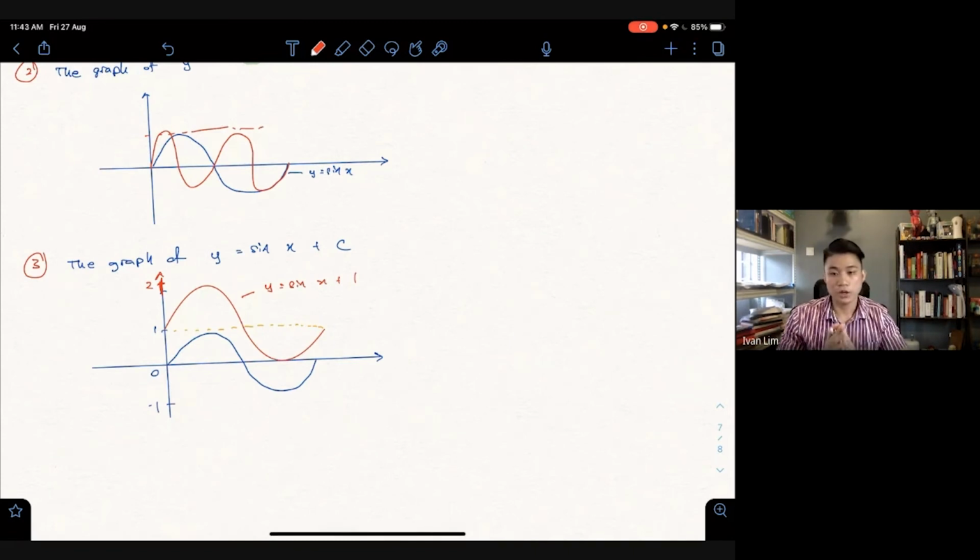The logic of this, you can apply it for your sine, cos, and tangent also. Sorry, tangent actually, because there's no amplitude, so it will probably only affect the period. Okay, so it won't affect the amplitude.